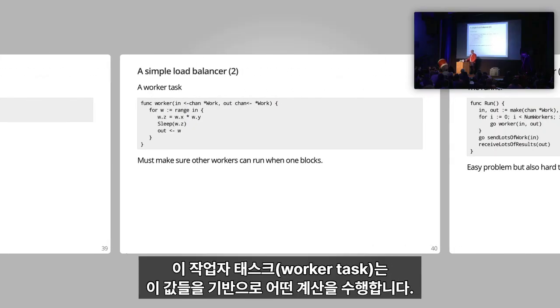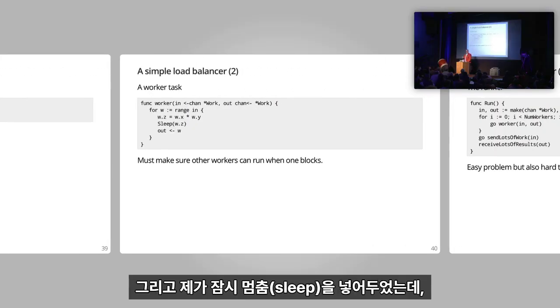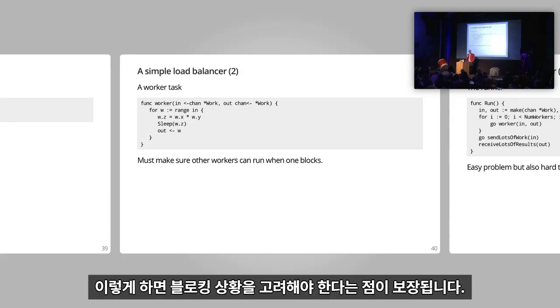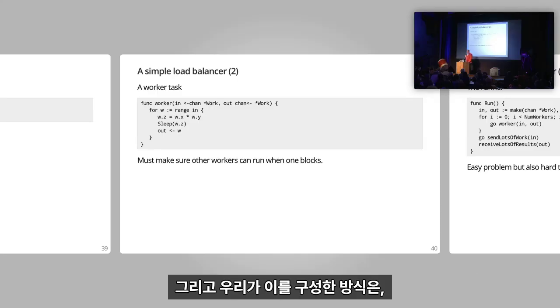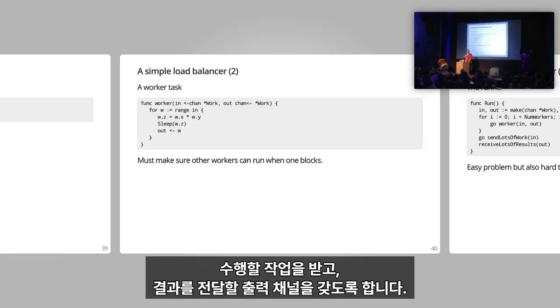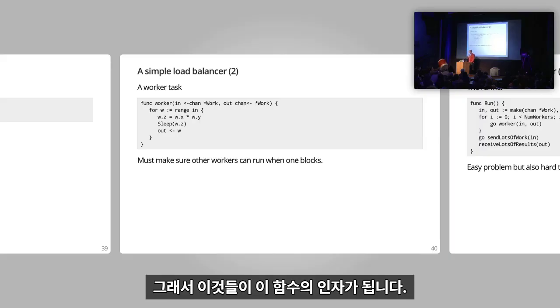So the worker tasks, what they're going to do is compute something based on these values, and then I've put a sleep in there so that we're guaranteed that we have to think about blocking, because this worker task may block an arbitrary amount of time. And the way we structure it is we have the worker task read the input channel to get work to do, and have an output channel to deliver the results. So those are the arguments to this function.